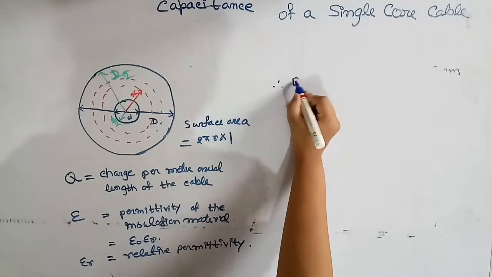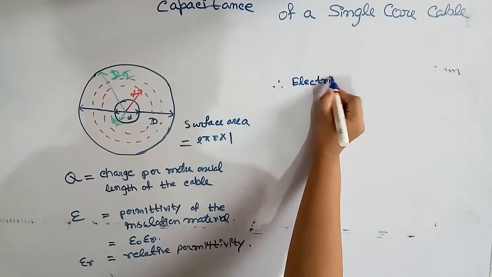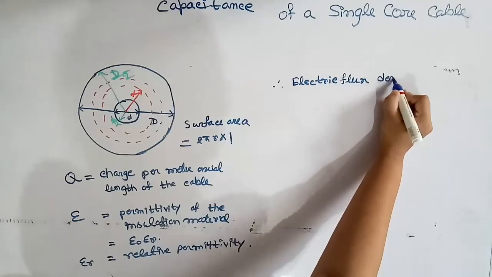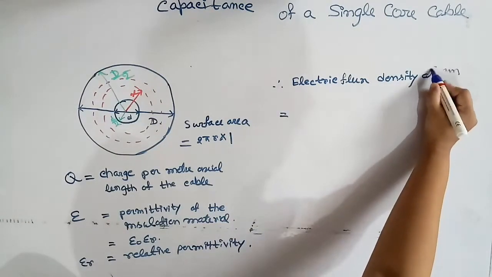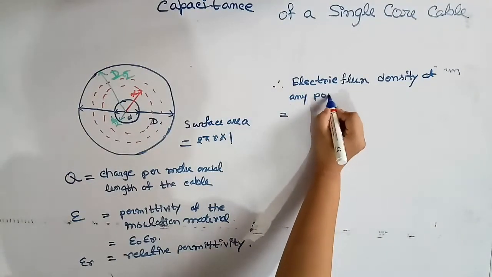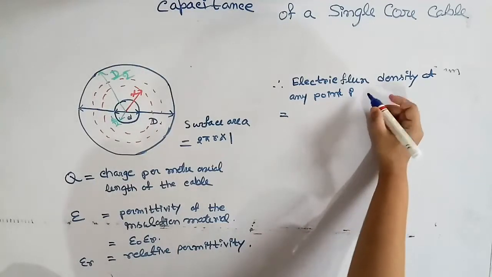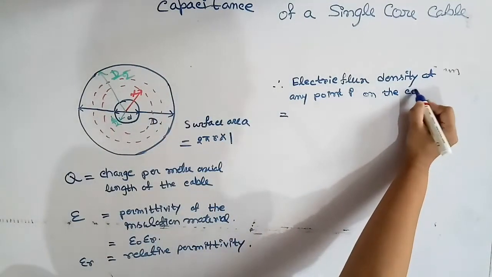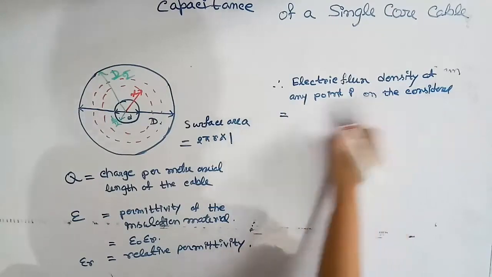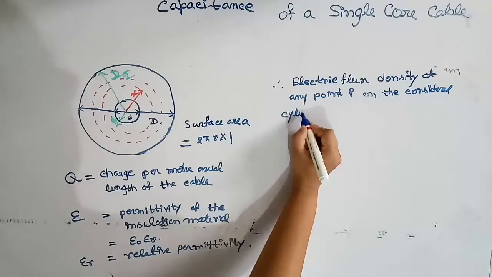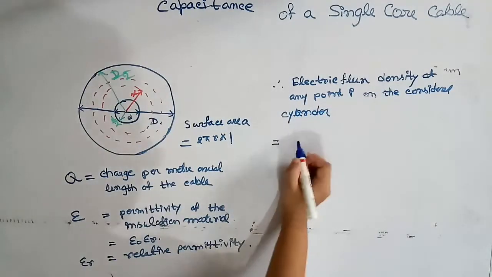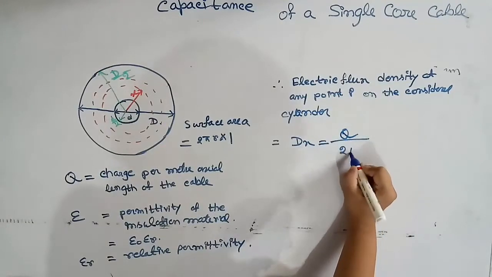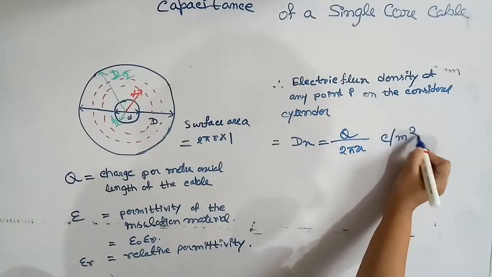So electric flux density at any point P on the considered cylinder is equal to D suffix x equals Q by 2 pi x coulomb per meter square.